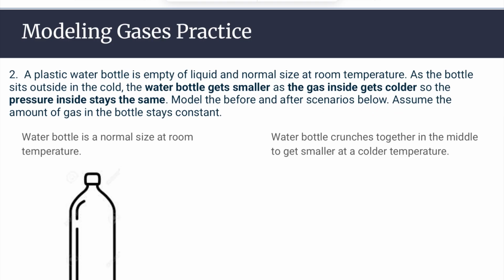Assume the amount of gas stays constant. And so we have amount of gas staying constant again. And so that means we're going to have the same number of dots in our before and after. And this also said the amount of pressure stays the same. And so if the pressure is staying the same, that means that we need the same number of collisions in our before and after.